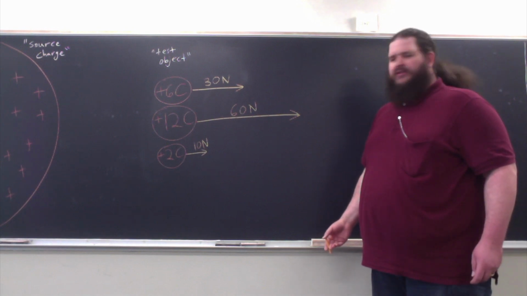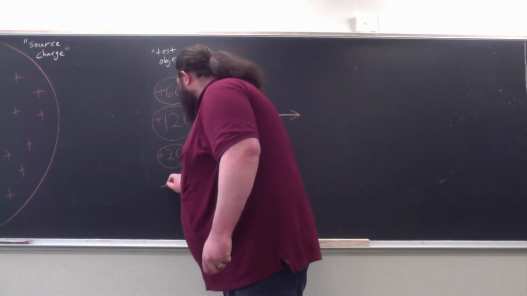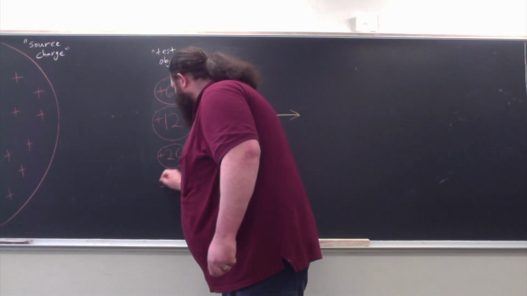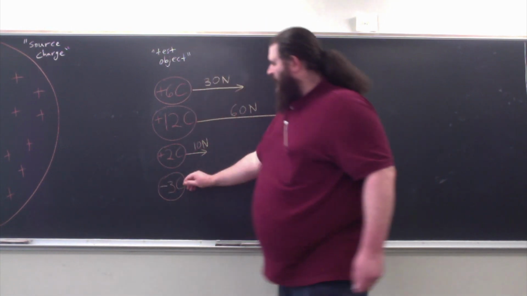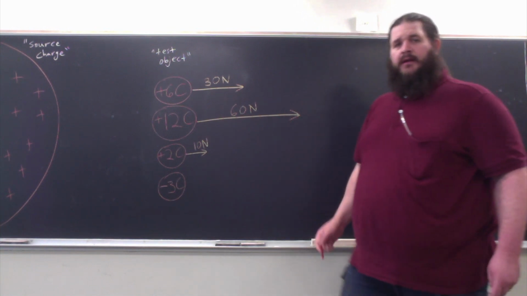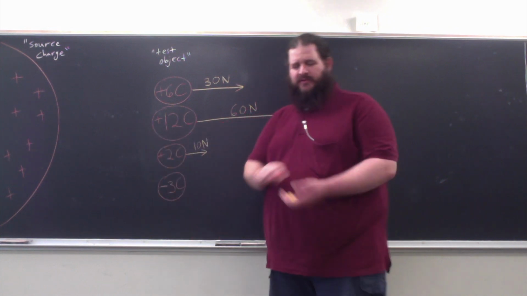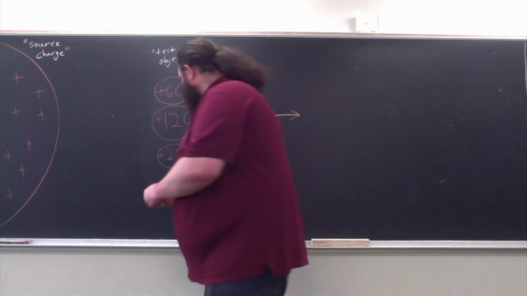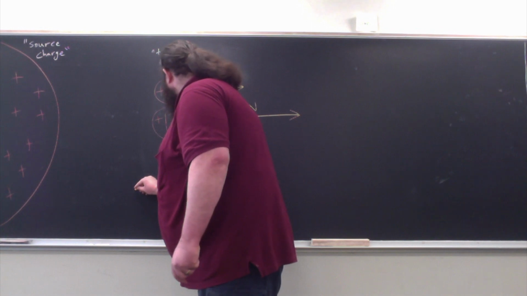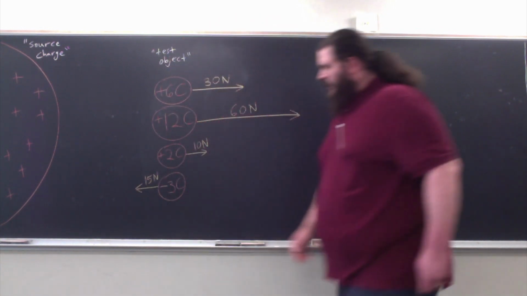Or alternatively, what if we used a negative charge in that same spot? Maybe a -3 coulomb charge. That's half as much charge as the original, so we should expect half as much force. But what does this negative sign mean? That's going to get attracted, so it experiences a force in the opposite direction. 15 newtons to the left.